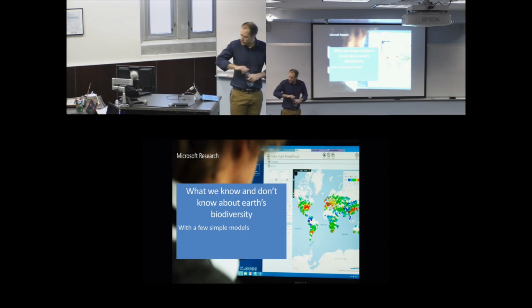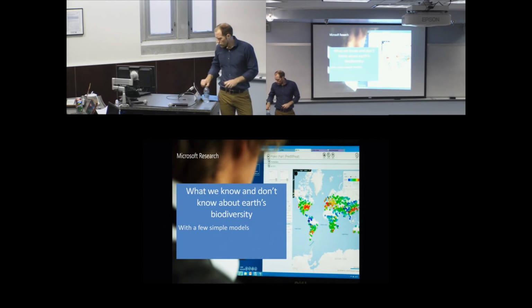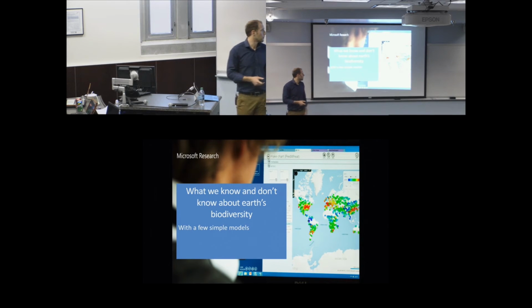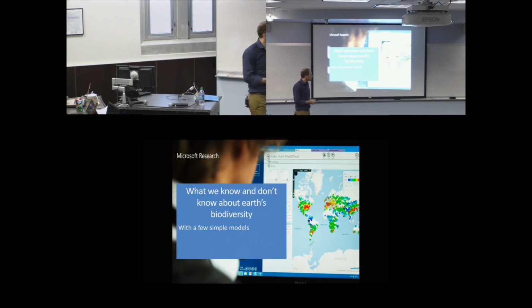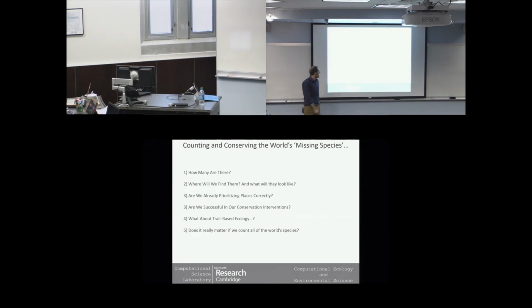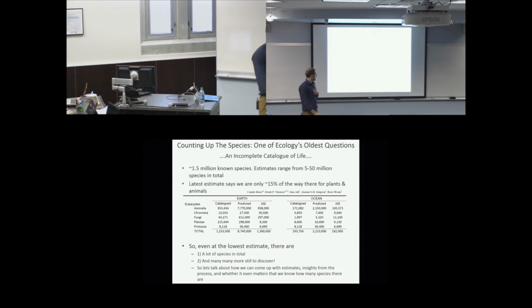Okay, so I'm going to transition a little bit just to run you through a few simple models that fall under a part of my research domain. We published a paper on this recently called What We Know and Don't Know About Earth's Biodiversity. I use a few simple models to figure out both what we know and what we don't know. So this bit of the talk is split up into how many species are there, where will we find them, what will they look like, are we prioritizing places correctly, are we successful, what about traits, and all of that.